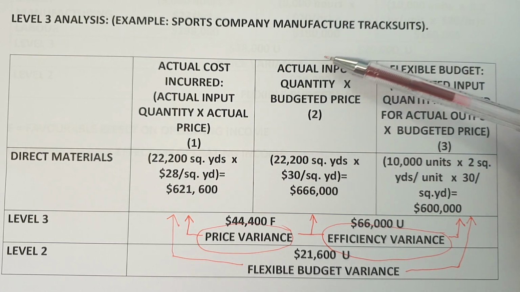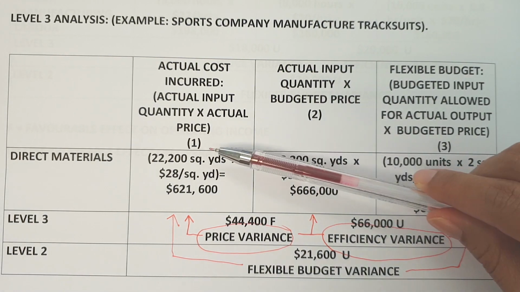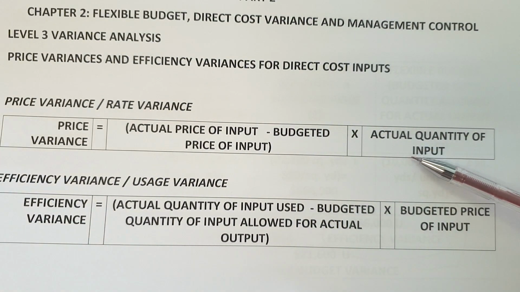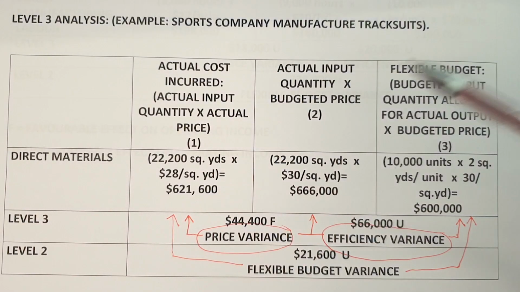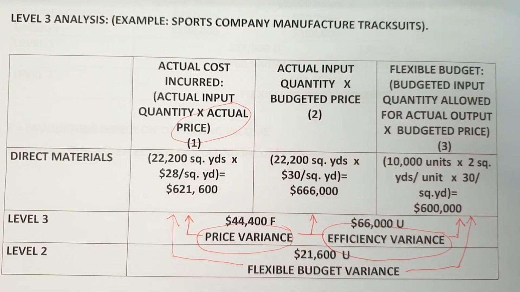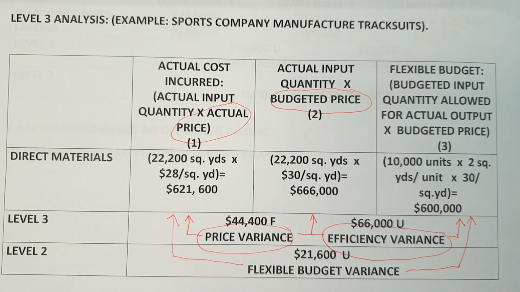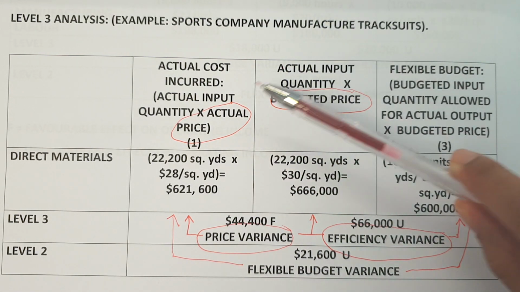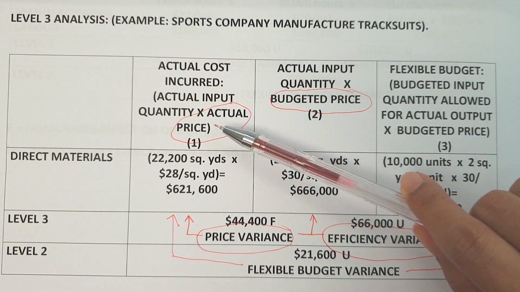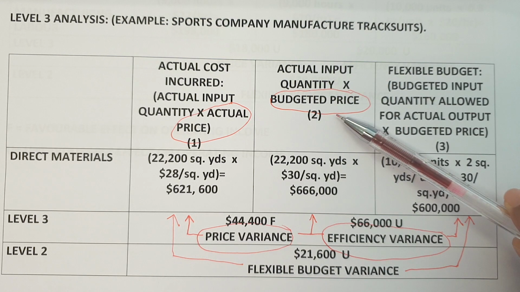Column 2 is actual input quantity times budgeted price. What makes these two columns different is just the price. In column 1 the focus is on actual price, and in column 2 the focus is on budgeted price. The difference between column 1 and column 2 arises because the actual input quantity is similar in both. What differs is just that one is the actual price and the other is the budgeted price.